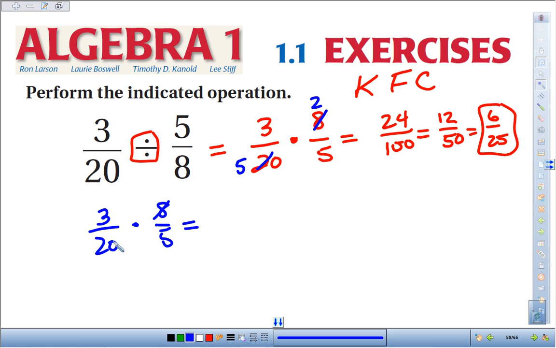We could reduce 8 and 20 to 4 and, divide by 4 we get 2, divide by 4 here we get 5. 3 times 2 we're looking at 6, over 5 times 5 is 25. So two different methods, KFC, or you can use that little saying as well.